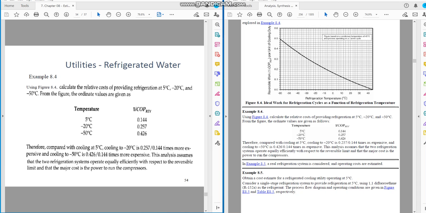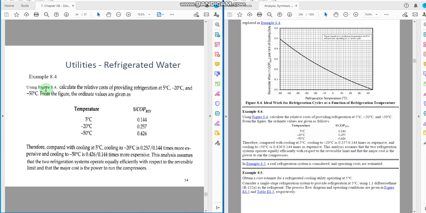Assalamu alaikum everyone. Today we have to continue this chapter number 8 and we will try to solve some of the examples and try to implement some of the equations that we have used in this chapter number 8. Okay. So let us start with this example 8.4.